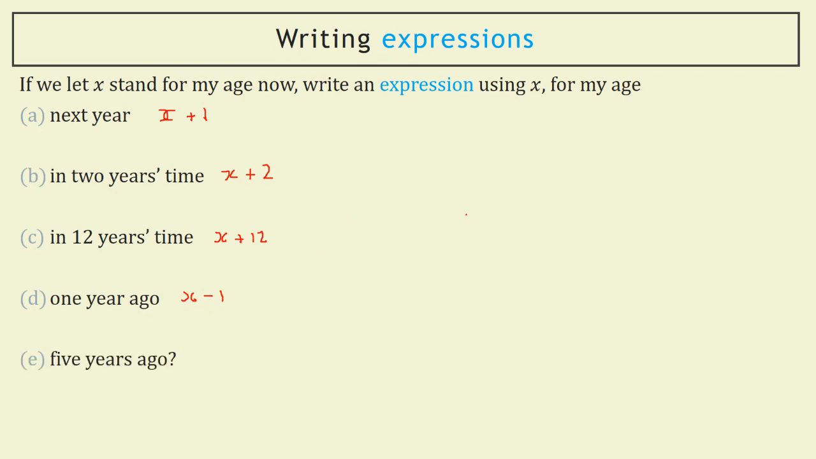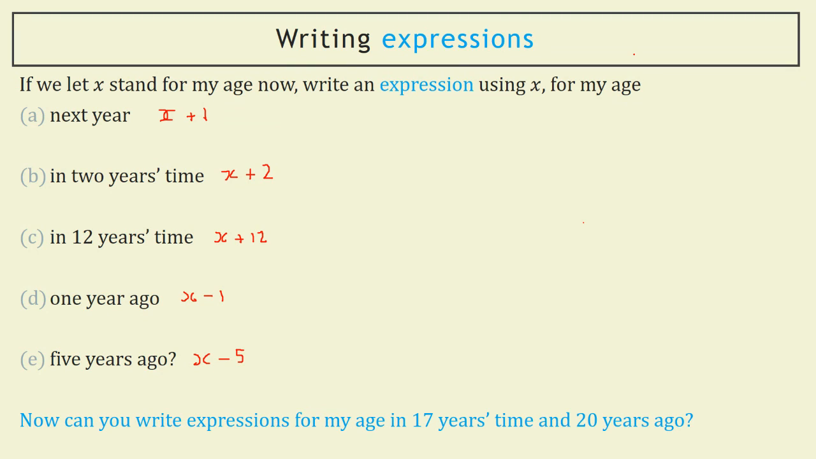My age 5 years ago, again, same sort of idea. I know my age today. To work out what my age was 5 years ago, I just subtract 5 from it. So my age 5 years ago is X minus 5.